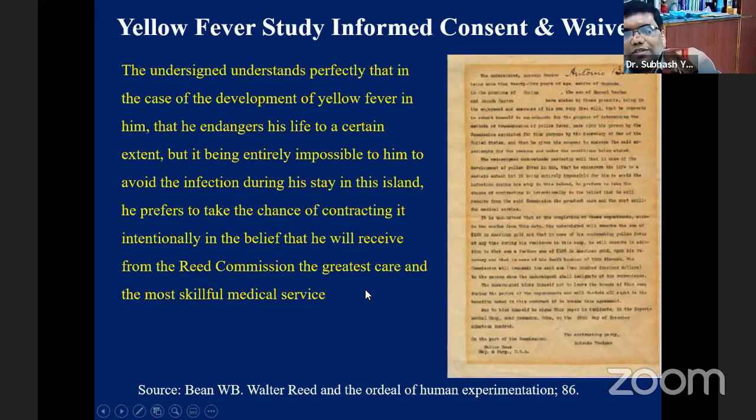So this was a consent which mostly army personnel, and even Reed's colleagues, had to sign. And what incentive was given? They were given $100 or equivalent in gold, and if somebody contracted yellow fever, 100 more dollars was given.